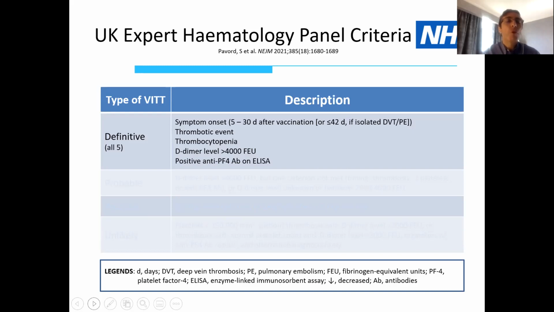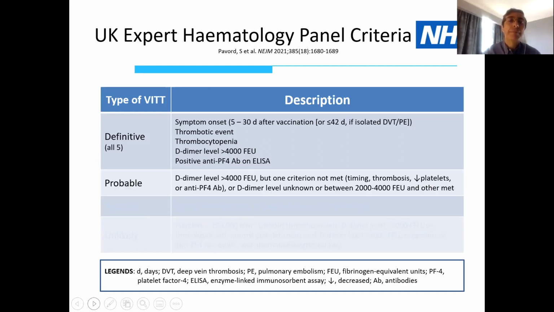The criteria for one to call definitive VITT are that the patient would have all of the 5 findings identified in your slide, with symptom onset between 5 and 30 days post-vaccination, except if the patient has isolated deep vein thrombosis or PE, when onset could be as late as 42 days. Of course, radiological objective confirmation of the thrombotic event, thrombocytopenia, elevation of the D-dimer, and a positive anti-PF4 with an ELISA-based test.